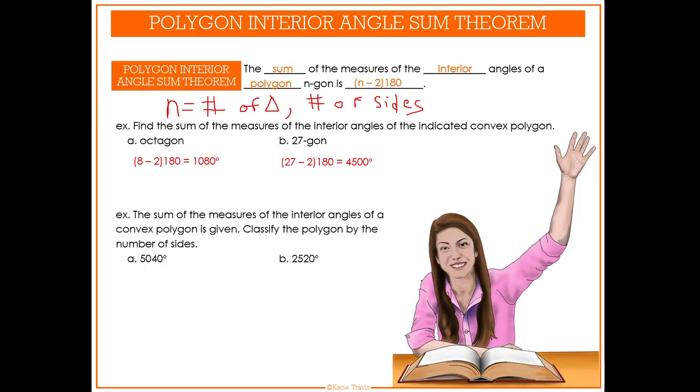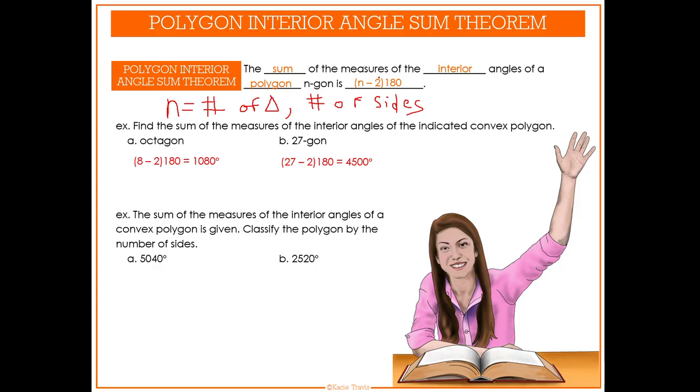All right, let's get into this next one. The sum of the measures of the interior angles of a convex polygon is given. Classify the polygon by its number of sides. This is actually giving us the sum first, and now they want us to work backwards. So what were the two things that happened in our formula? We multiplied by 180, and we subtracted 2 from the number of sides. So let's do the reverse of that.